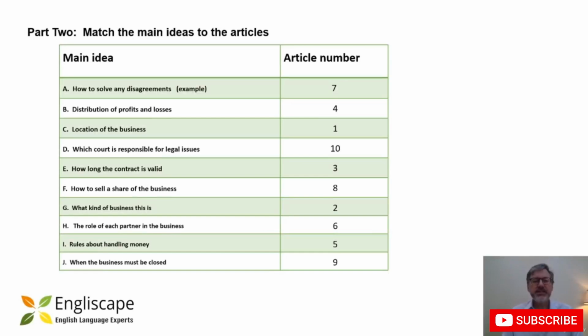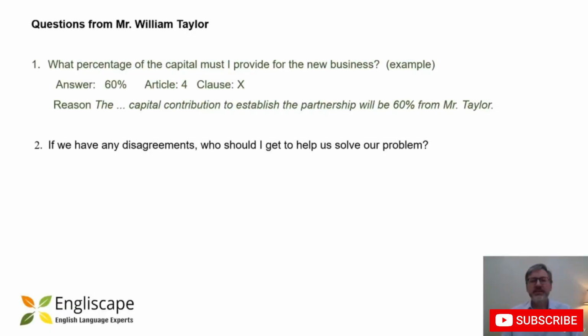Part 2 asks you to match the main ideas to the articles. You can see the main ideas on the left and the article number on the right. Take some time, pause the video, and check your answers for these. If you didn't get any correct, go back and read the articles again. Now, let's look at the client questions.